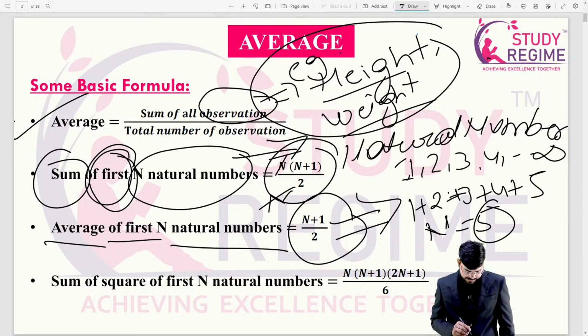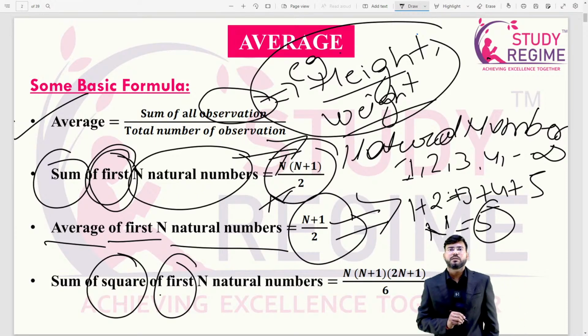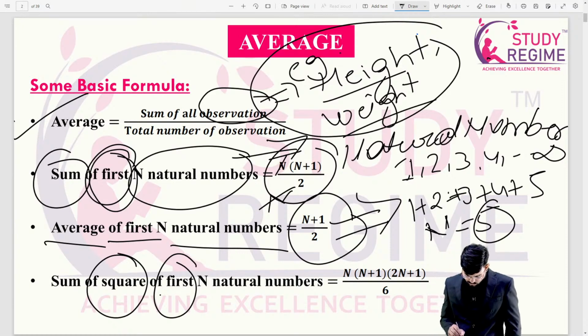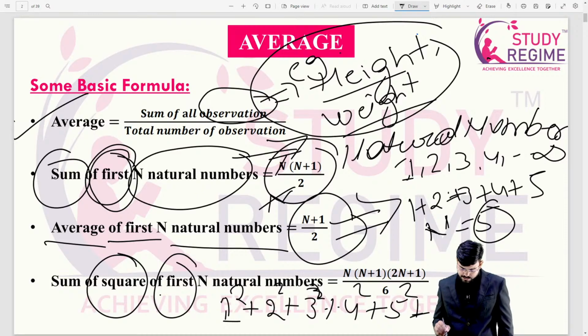The next formula given here is the sum of the squares of the first n natural numbers. Again, the important point is that these are also the first n natural numbers and the squares of the first n natural numbers. The formula will be n into (n plus 1) into (2n plus 1) by 6. Now how to write this? Squares of the first n natural numbers: 1 square, 2 square, 3 square, plus 4 square plus 5 square. If you come across a series like this and you want to find the sum of this series, you can directly apply this formula n into (n plus 1) into (2n plus 1) by 6.